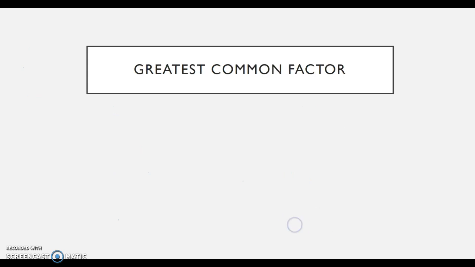Okay, so we're going to move on to greatest common factor. So with greatest common factor and least common multiple, we've been practicing one method, and we call that method the ladder method. So we're going to start with that. We've got 8 and 36. So what we need to start with is setting up our ladder.